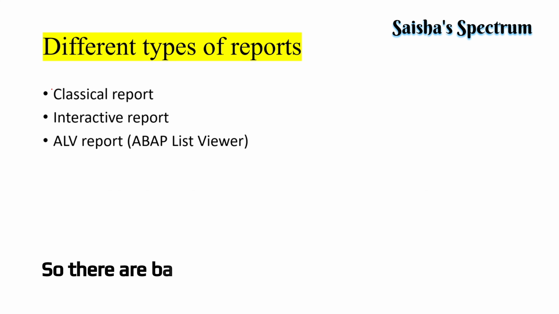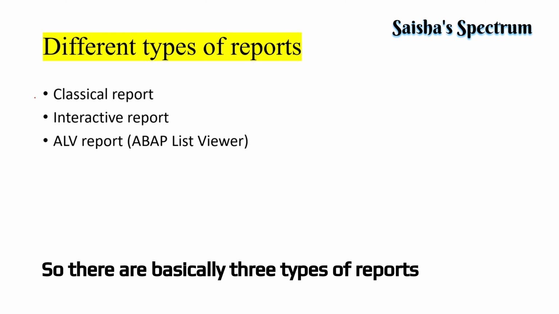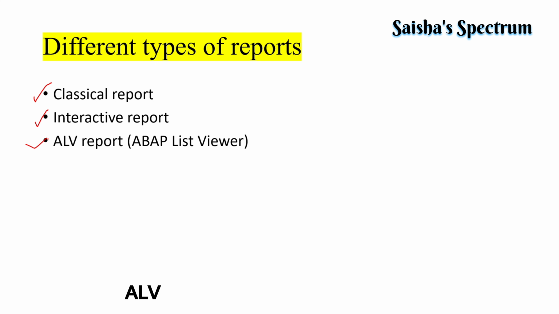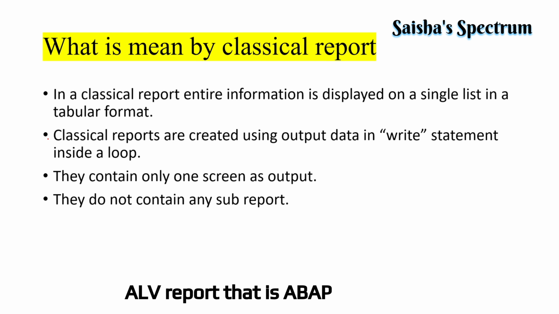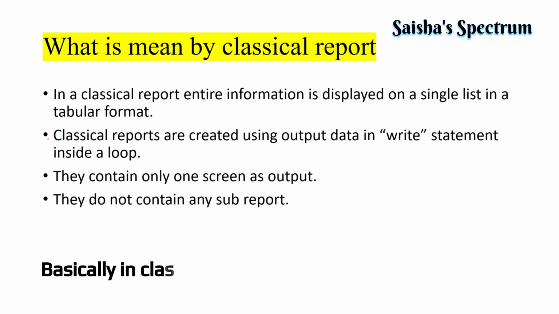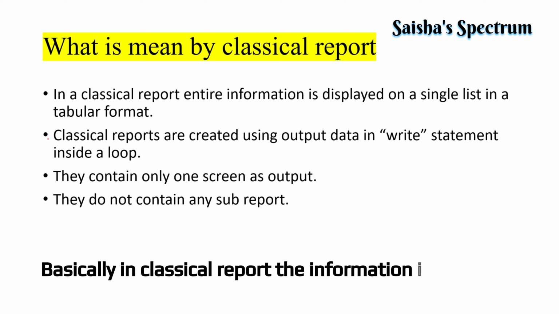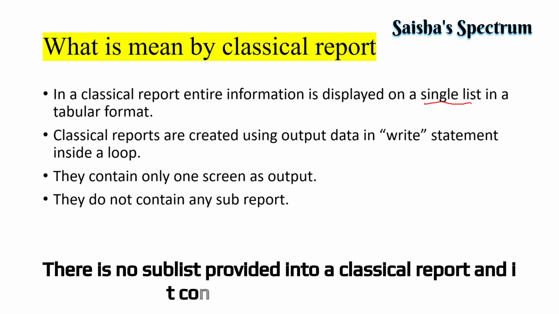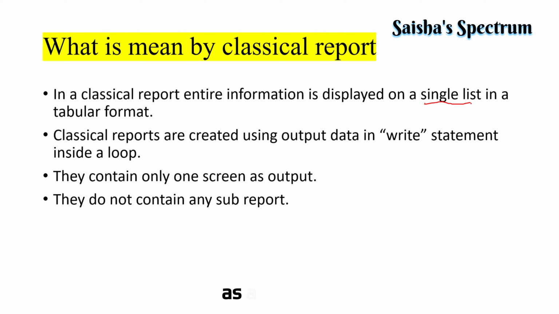So there are basically three types of reports, that is classical report, interactive report and ALV report, that is ABAP list viewer. So what is meant by classical report? Basically in classical report the information is displayed in only a single list format. There is no sub list provided in a classical report and it contains only one screen as an output.